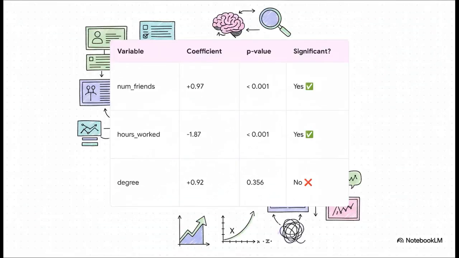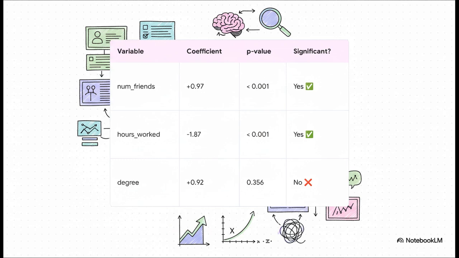Okay, so let's break this down. The num_friends variable is still super important. And look at hours worked. For every hour someone works, they spend almost 2 fewer minutes on the site. That makes total sense, right? But then, look at degree. See that p-value? 0.356. That is really high.